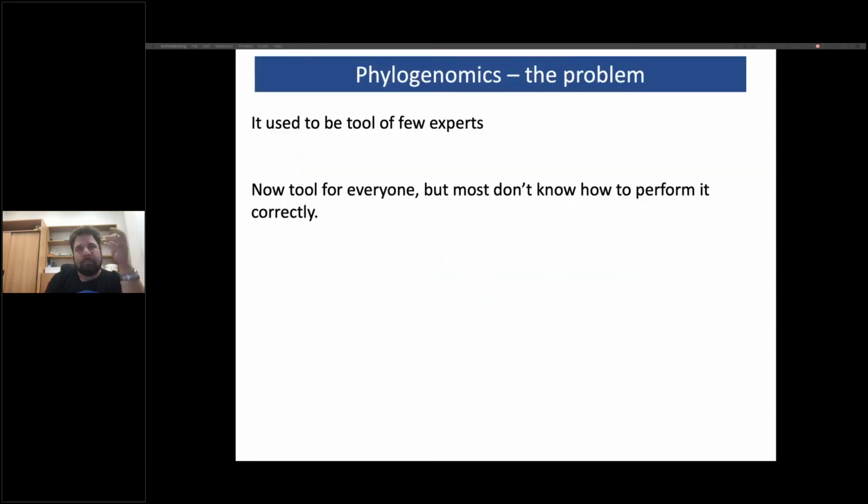And the main problem with phylogenomics is that it used to be the tool of the few experts that really know how to do it, and that really know how to assemble a dataset and how to analyze the final version of a dataset. Right now, it's basically a tool for everyone. Many people use it that have only partial knowledge or skills to do it correctly. And that's what we're trying to solve with this software.